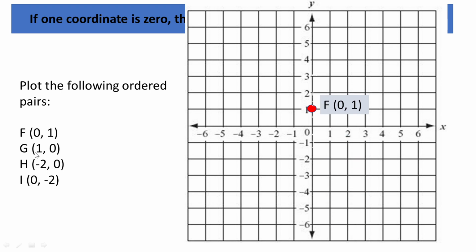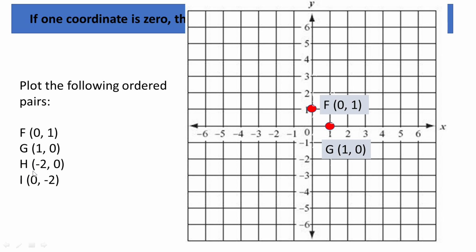Next, point G. Our y-coordinate is 0. So, ibig sabihin, walang movement yung ating y-coordinate. Yung movement lang is nasa x-axis. So, since our x-coordinate is 1, so we have point here. So, that is point G.